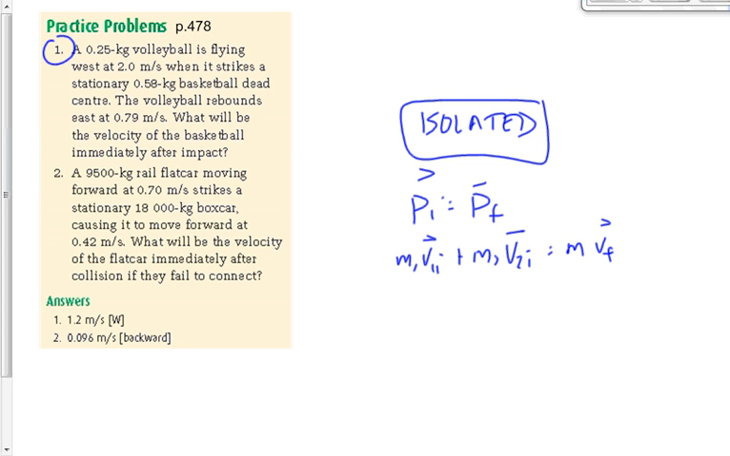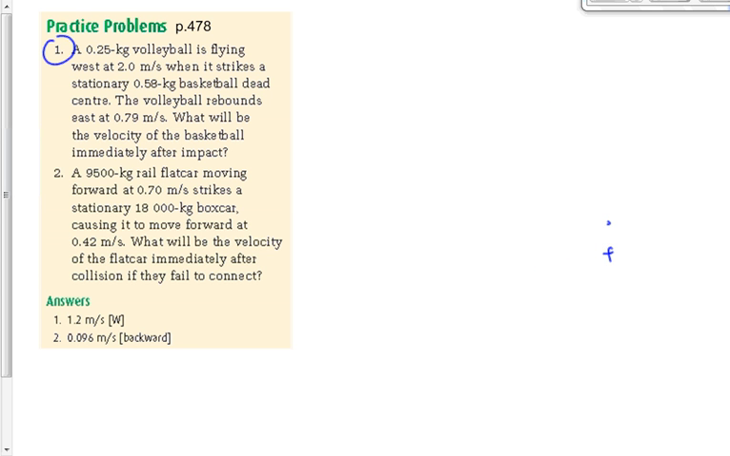It says a 0.25 kilogram volleyball is flying west at 2 meters per second, strikes a stationary basketball dead center. The volleyball rebounds to the east at 0.79 meters per second. All right. Just picked up my red pen. Did you notice that? Okay, what do I want to draw attention to here? Right? Yeah, the opposite directions.